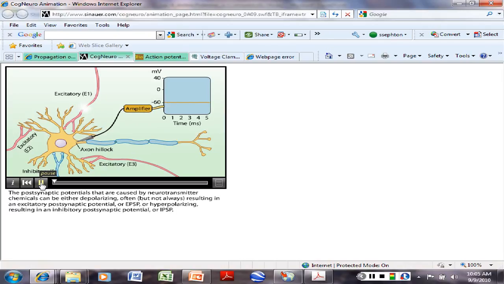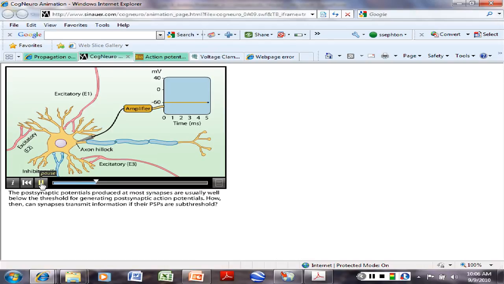Postsynaptic potentials that are caused by neurotransmitter chemicals can be either depolarizing, often but not always resulting in an excitatory postsynaptic potential, or EPSP, or hyperpolarizing, resulting in an inhibitory postsynaptic potential, or IPSP. Postsynaptic potentials generally move passively along the dendritic membrane, gradually becoming smaller as they spread. Therefore, the postsynaptic potentials from more distant synapses will decay more than PSPs from synapses closer to the integration zone at the axon hillock.